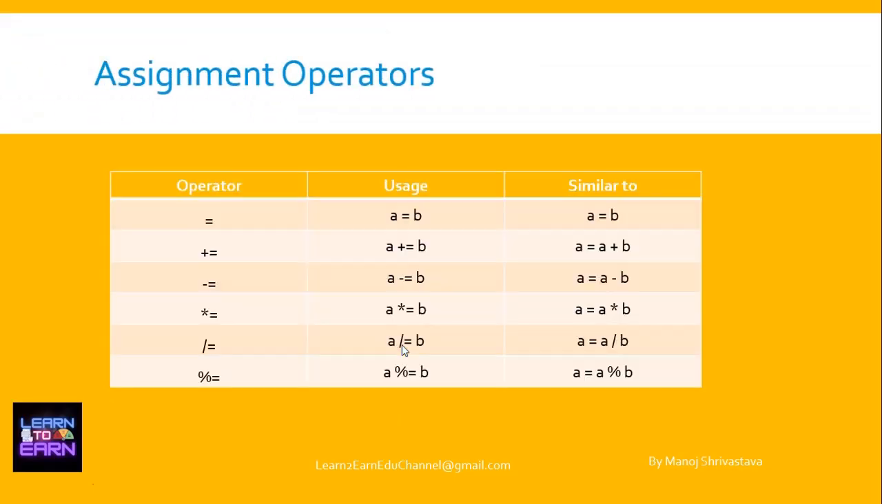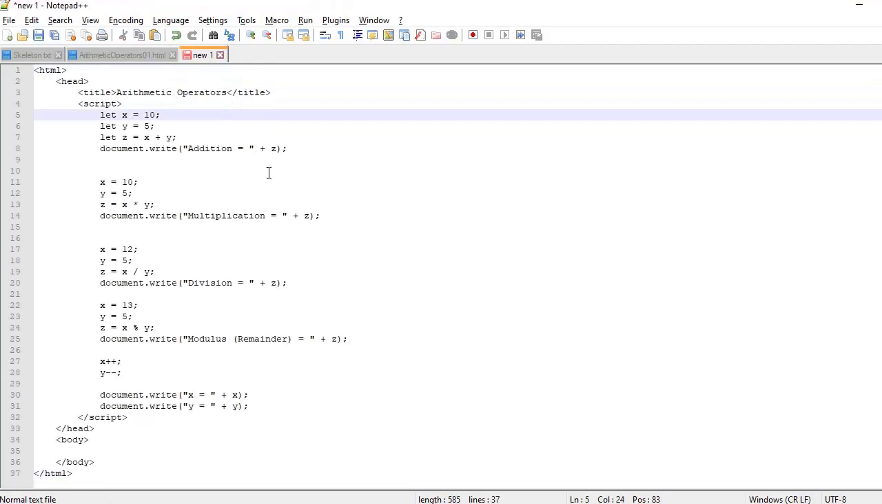Assignment operators. So these are the operators which are assignment operators. First is equals to, which is very simple, a equals to b. The second operator is plus equals to, we can use it as a plus equals to b, which is similar to writing a equals to a plus b. In similar fashion, minus equals to, multiplication equals to, divide equals to, and modulus equals to. So these are the shortcut ways of writing our statements. Let's have a look.